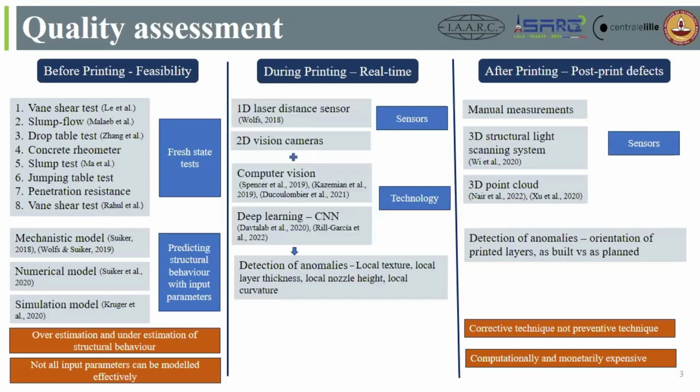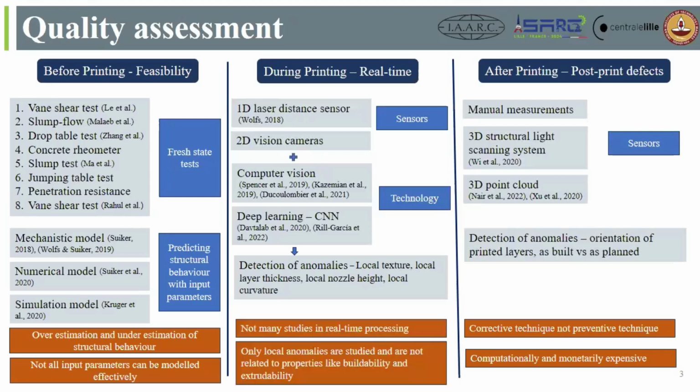Coming to real time, there are a few studies, but most of them focus only on finding anomalies. But what to do with the anomalies? What I am trying to do is to identify these anomalies and try to predict properties like structural buildability and extrudability failures. This is the focus of my study.